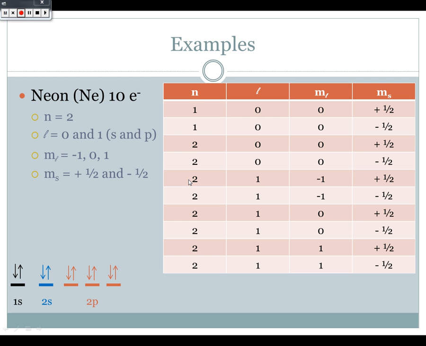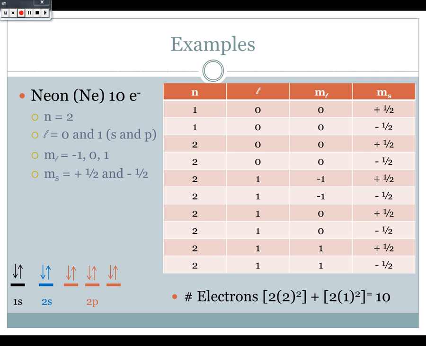And then we get into the 2p. 2p, so 2 and then l equals 1, and you've got negative 1, so that could be this orbital, and I've got a plus a half, so that's that electron. Negative a half, this electron. 2p and the 0 would be in this one here, plus a half, negative a half. 2p 1 would be plus a half, negative a half. So you can see that we can describe each of these electrons by 4 different quantum numbers.